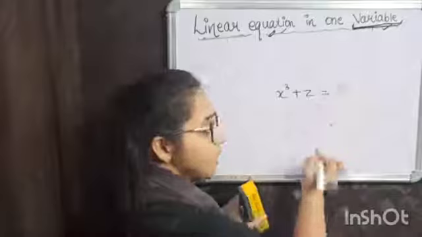So I can take the examples according to this formation. 2x plus 3 is equal to 0. 5 by 2x plus 4 equal to 0. So these types of equation are known as linear equation in one variable.